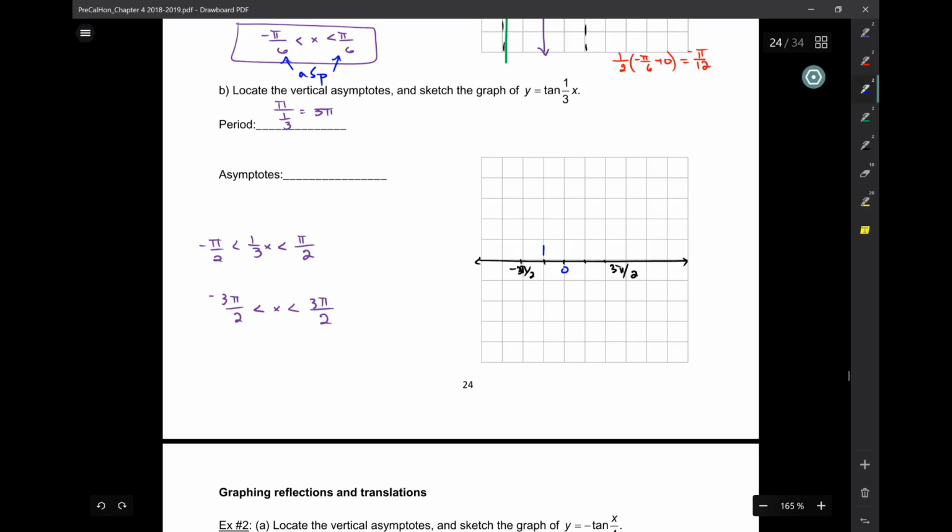Okay, what's that first one here? If this is negative 3 pi over 2, then here it's 0 plus negative 3 pi over 2, divided by 2. So it's half of negative 3 pi over 2 plus 0. That's negative 3 pi over 4.